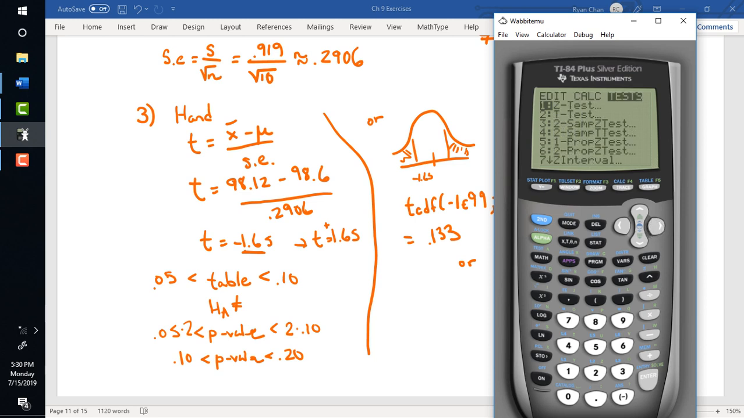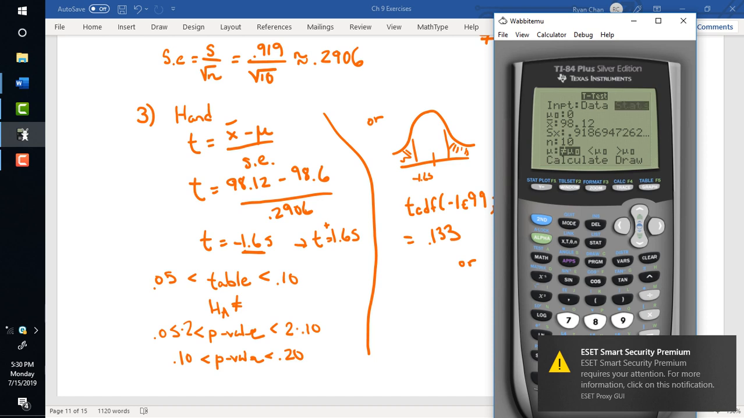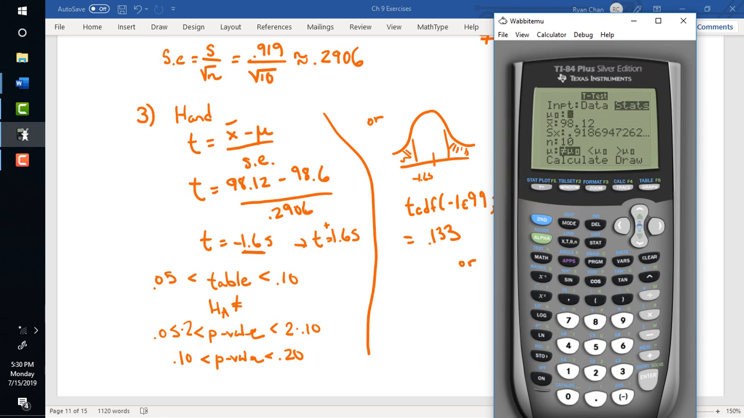So you can go to stat, test, and you'll do t-test. Yes, t-test, okay? So you can do the following here. My mu is 98.6. My x bar is 98.12, and I type all this in. Okay. And then not equals to, and then you calculate, also you get 0.133, okay?